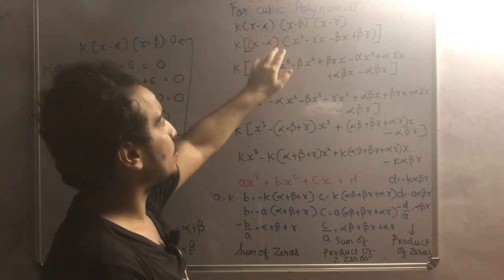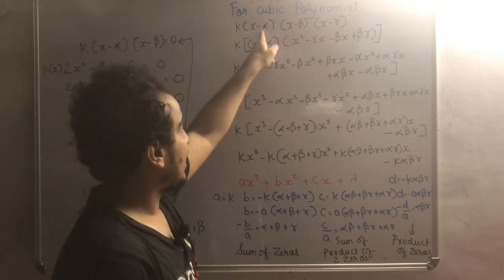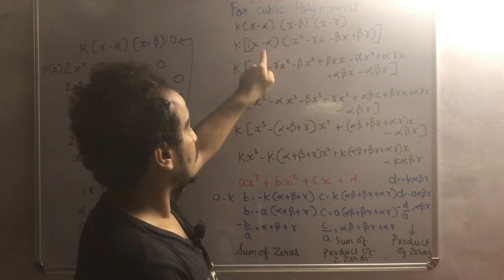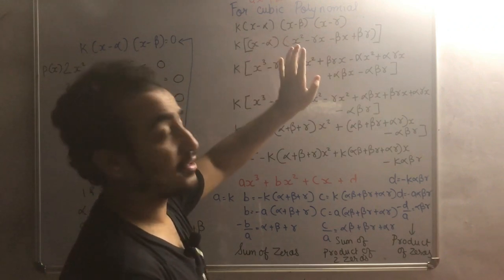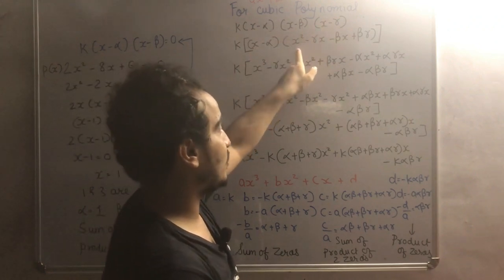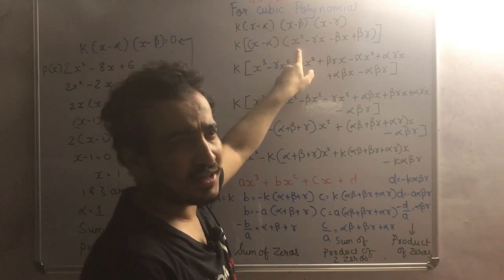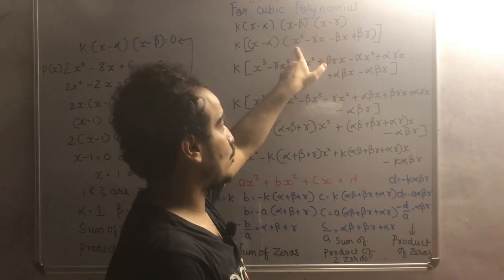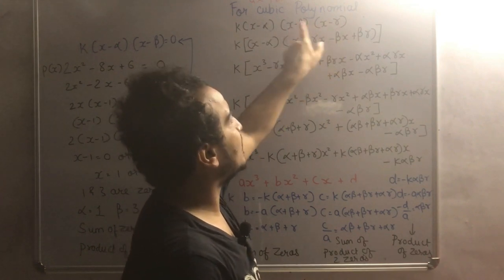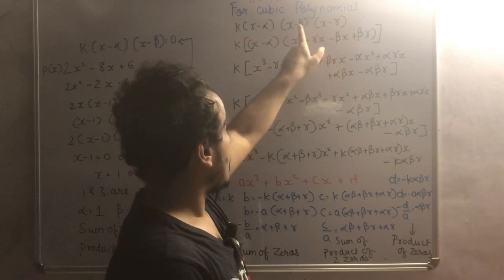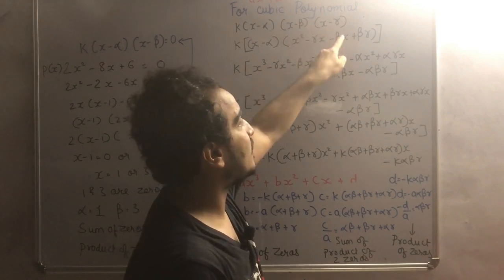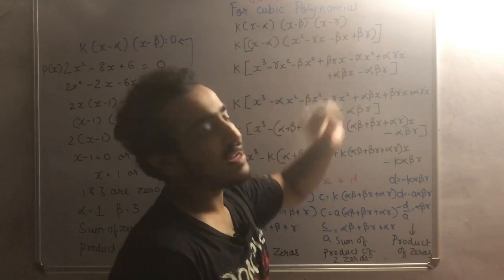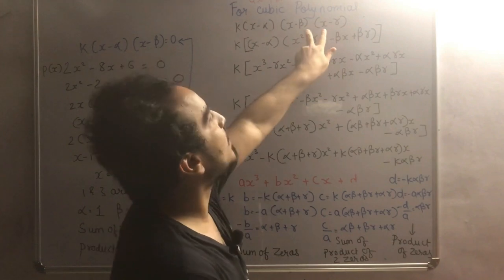So what we will do is multiply these three brackets, x minus alpha, x minus beta and x minus gamma. First we multiply two of them. x into x is x square, minus x into gamma is minus gamma x, minus beta into x is minus beta x, and minus beta into minus gamma is plus beta gamma. We have seen these properties in 9th standard. So now we have multiplied these two brackets.